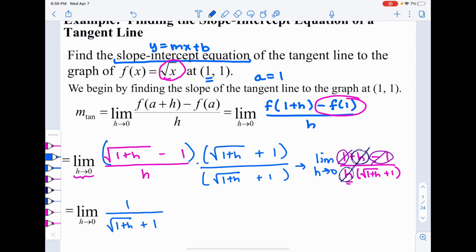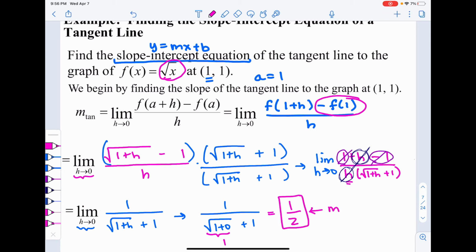And now can I evaluate as h approaches 0? I can plug in 0 for h and solve that down. So if we were to plug in that 0, we'd have 1 divided by the square root of 1 plus 0 plus 1. Which means that this is going to give us the square root of 1, which is 1. 1 plus 1 on the bottom would give us a 2 on the bottom, and we have a 1 on the top. So that means I end up with a 1/2, and that is what my slope is. My slope of the tangent line is going to be a 1/2.